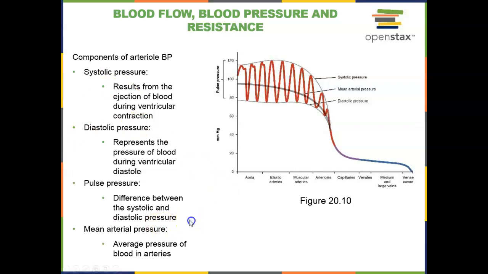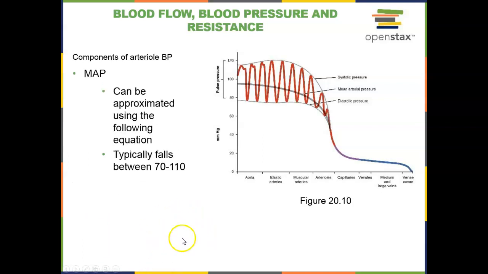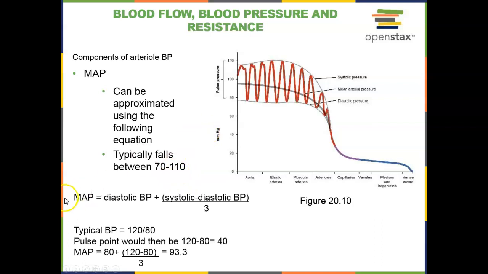The mean arterial pressure is the average pressure of blood in our arteries, and we find it using an equation. Mean arterial pressure is typically going to fall between 70 and 110. And we can use this equation.